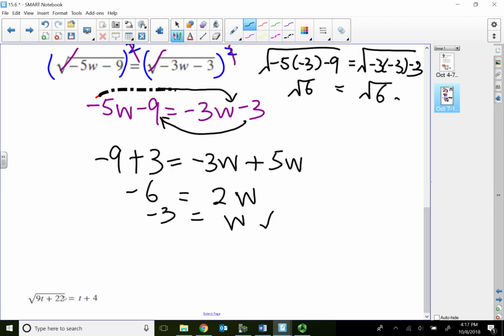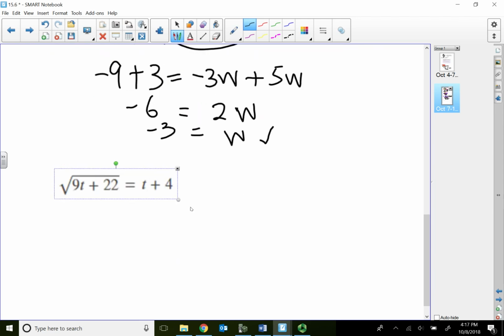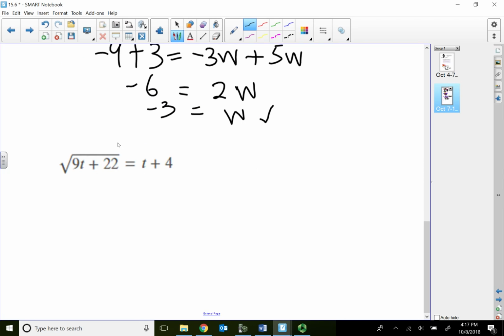All right. Now, this is one of my favorite questions because this actually has 3 different terms. The t plus 4 cannot be combined. All right, so let's take a look. My radical term is already by itself.